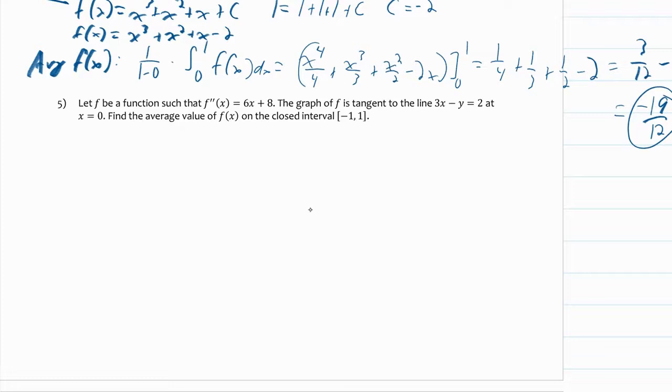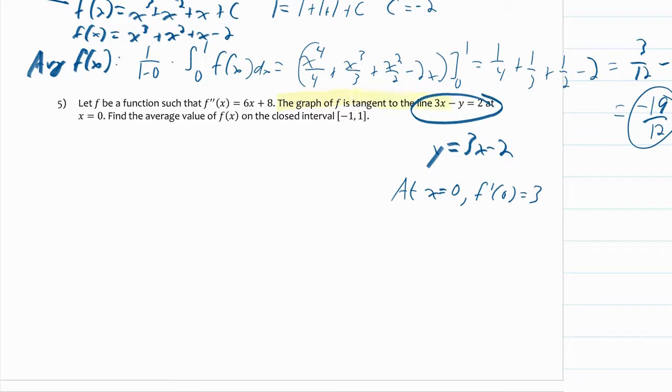Well, the graph of f is tangent to the line right here at x equals 0, which basically means that if I take this and solve it for y, I get y is equal to 3x minus 2, which means that at x equals 0, the slope of the tangent line, in other words, f prime of 0, would be equal to 3. Read the problem very carefully to see that that's what this is saying. It's saying that f prime of 0 is 3.